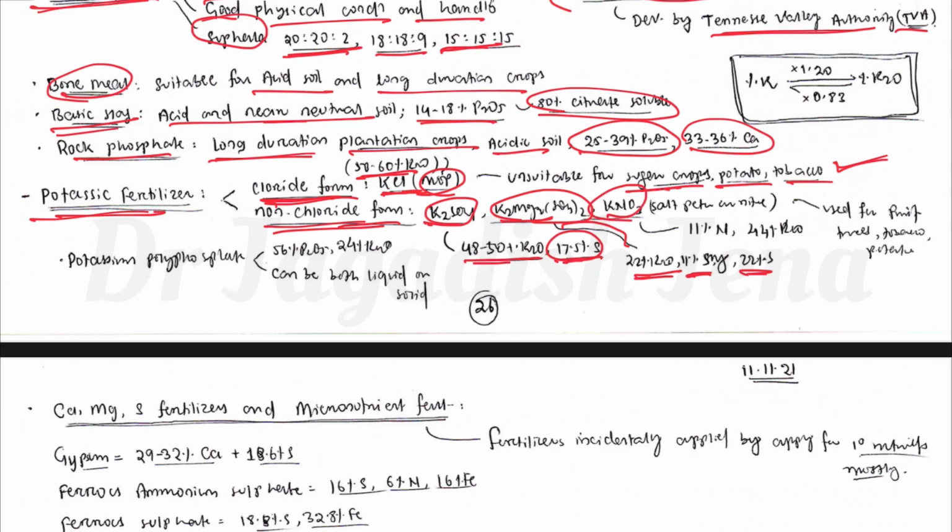Then KNO3, that is saltpeter or niter, contains 11% nitrogen, 44% potassium. It is generally used for fruit trees, tobacco, and potato. Then potassium polyphosphate contains around 56% P2O5, 24% K2O, and it can be both liquid and solid. So this was a brief idea about phosphatic and potassic fertilizer.